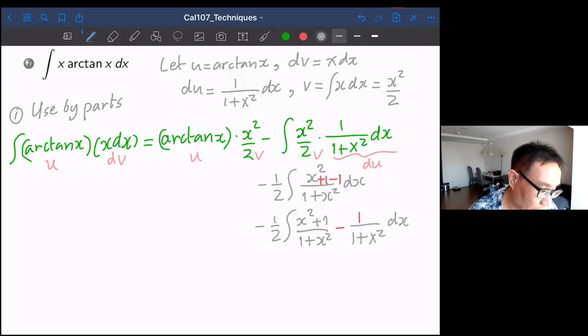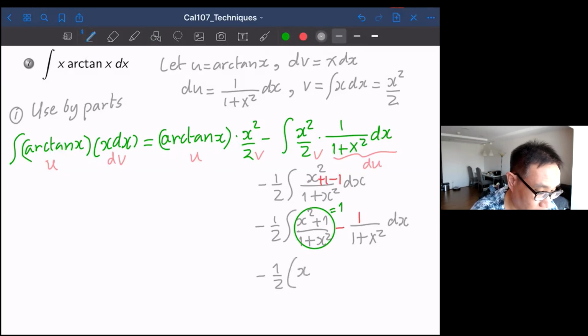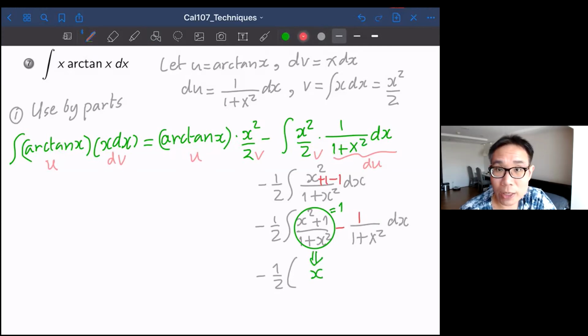And this guy is equal to 1. So you get 1/2, and you integrate 1, you get x. Let me write in the green color. So you integrate 1, you get x, and you integrate 1 over 1 plus x squared, so you get arctan x.